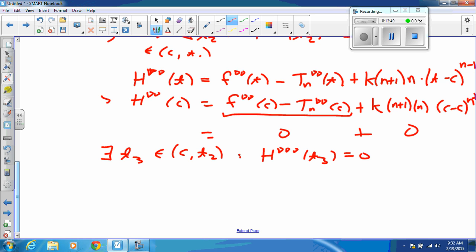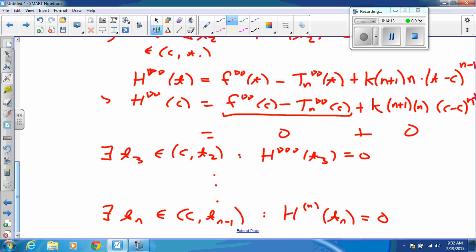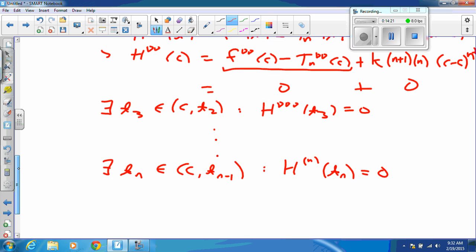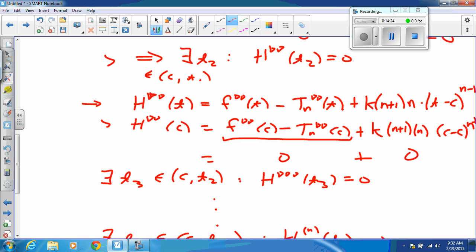Because this process will continue as long as h has any non-zero derivatives left to squeeze out of it. So that ultimately we arrive at there is a Tn somewhere between c and Tn minus 1, such that the nth derivative at Tn is equal to 0. Does everybody agree this process should be able to continue? All right. Well, let's carefully examine what the nth derivative of h is following the pattern.